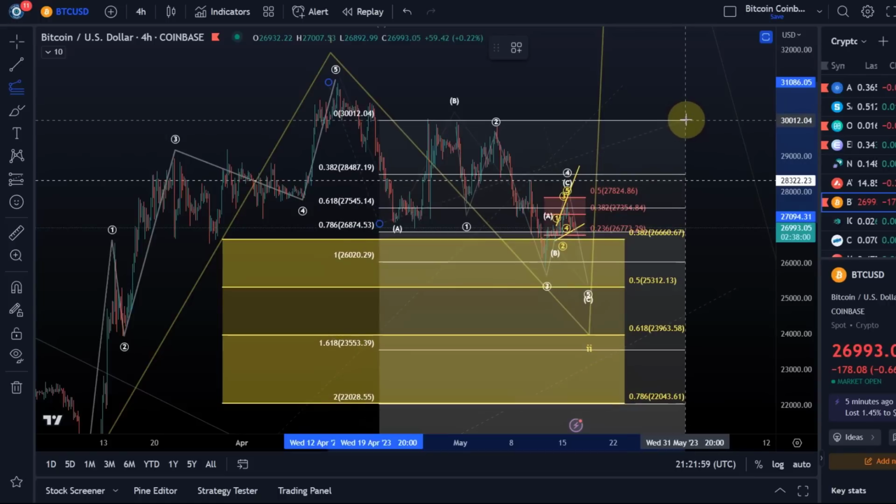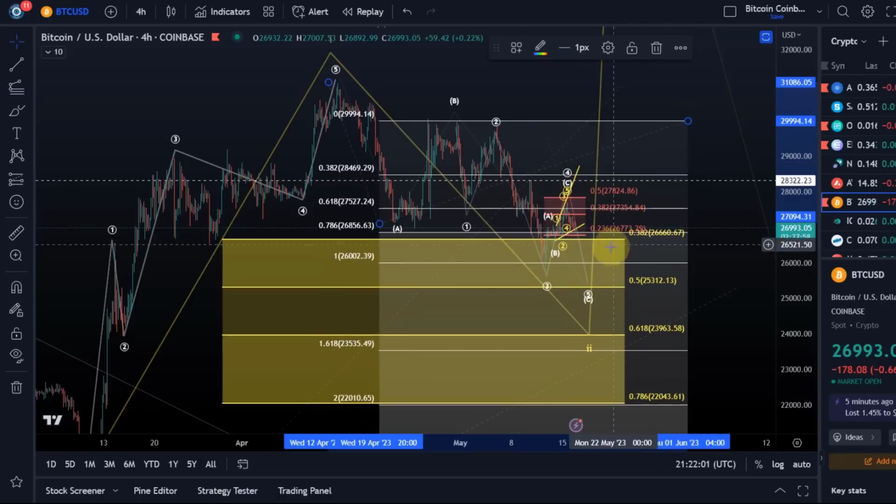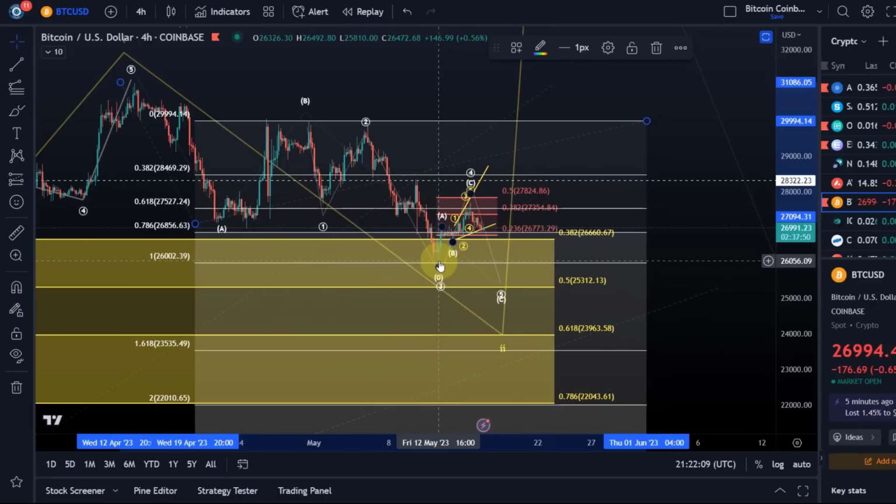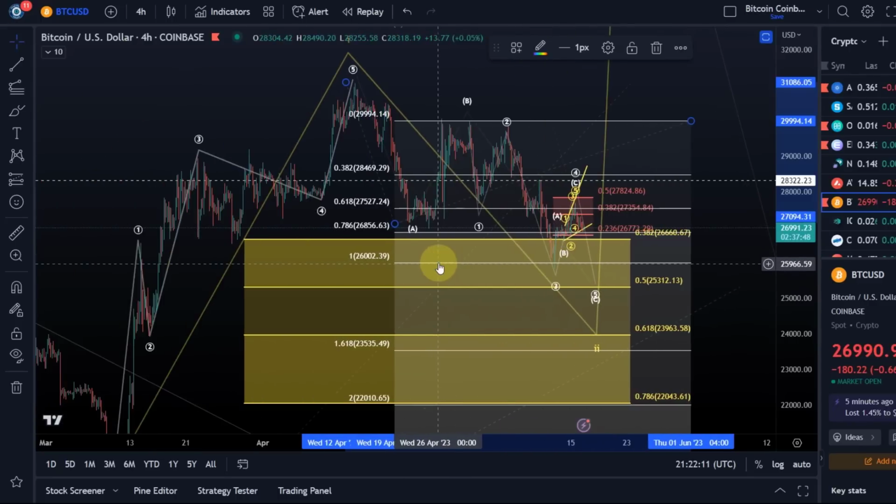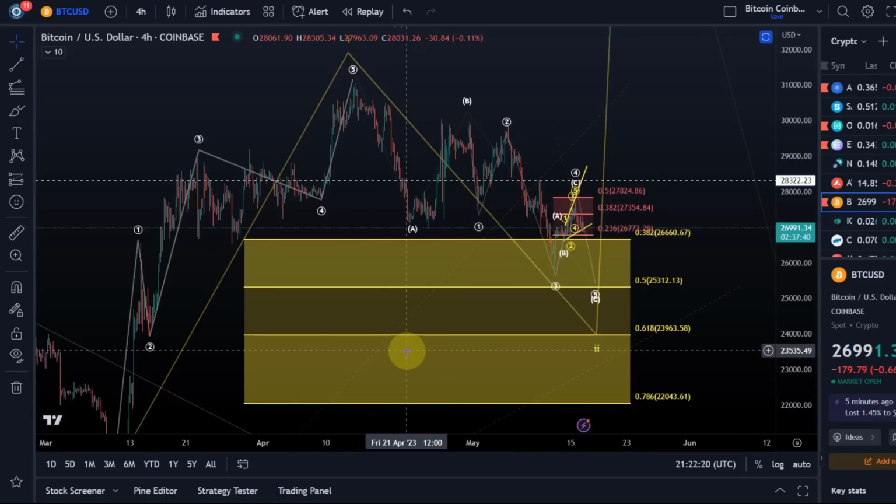Another way of measuring the target is to take the length of the A wave to go to the high of the B wave, and then to see what the C wave is, or what the projection is doing. The very first target here was the 26K level. We already reacted to it here on the 12th of May. And next target would be the 1.618 extension at 23,535. So I wouldn't rule that one out.